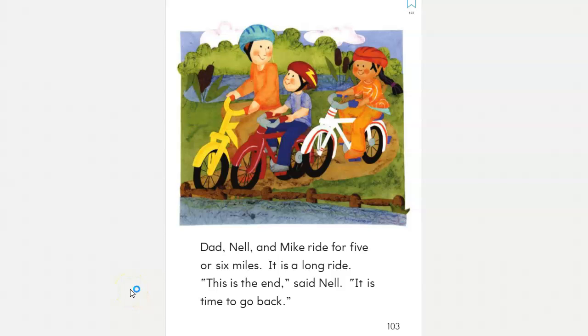Wow, so they rode their bikes for 5 or 6 miles. That is a long bike ride. In the word five, which is one of our sight words from last week, we hear the long I. We also hear it in the word time. We can hear the long I.